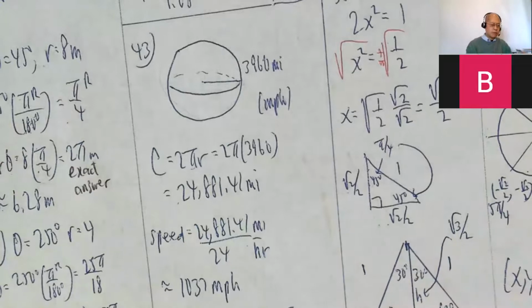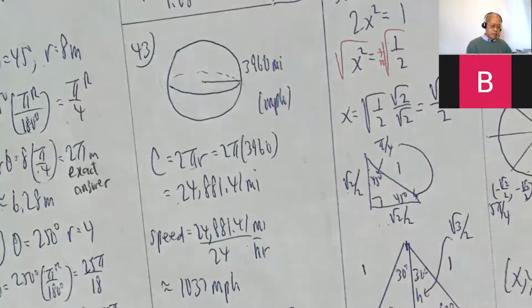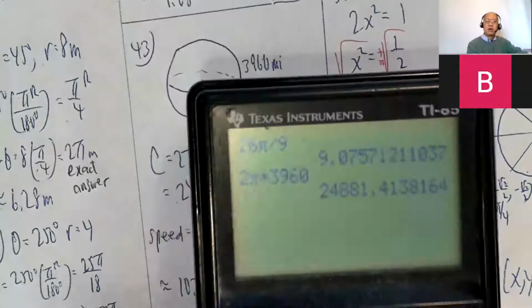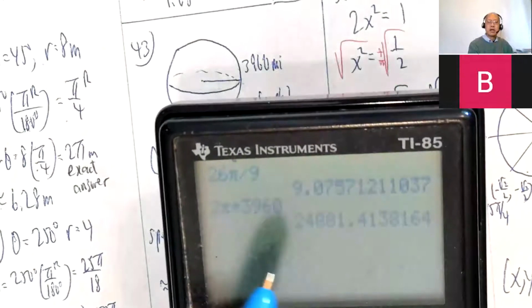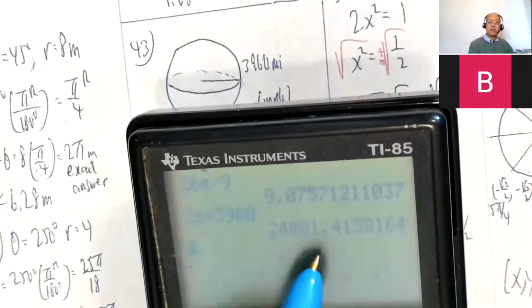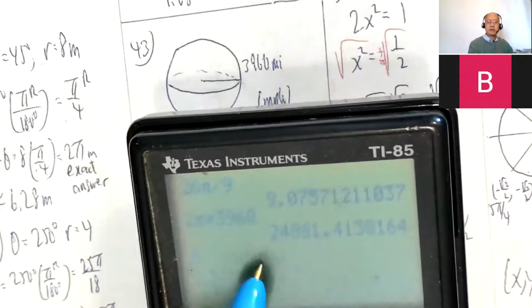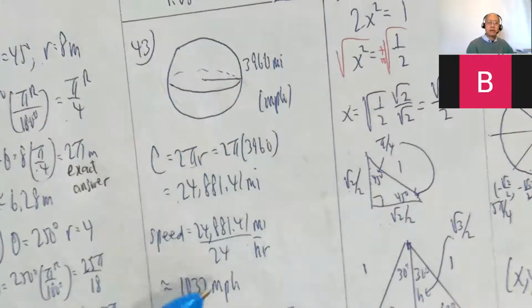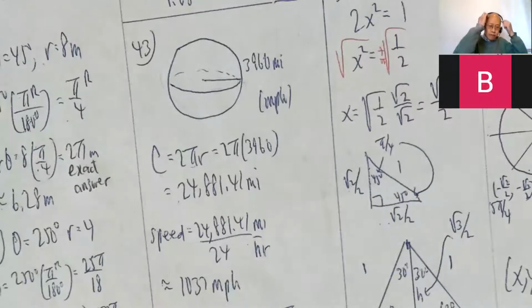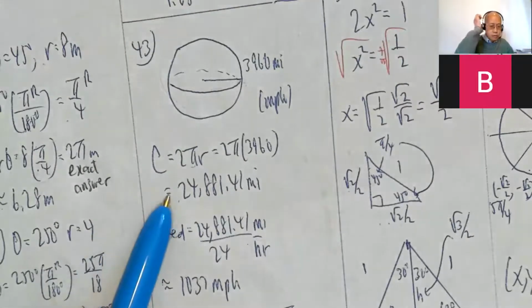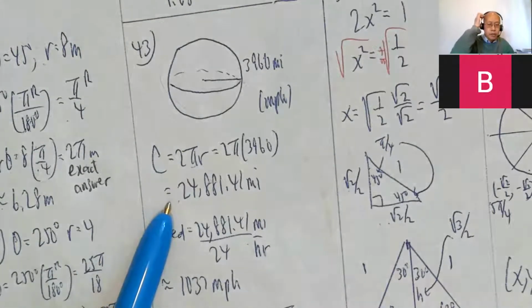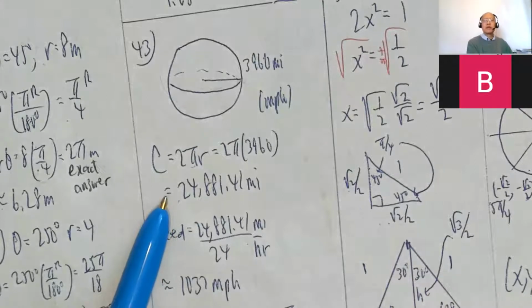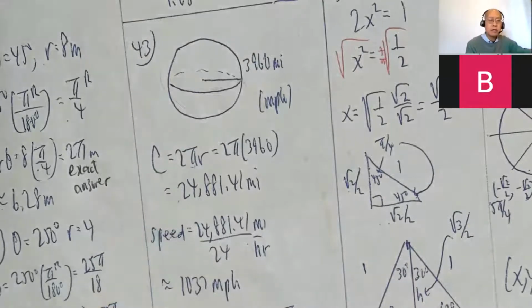And so 2 times pi times 3,960, 24,881 point blah, blah, blah, roughly 25,000. So if you go all the way around the Earth at the equator, it's about 25,000 miles, 24,881.41. Okay, now they're asking for speed in miles per hour.